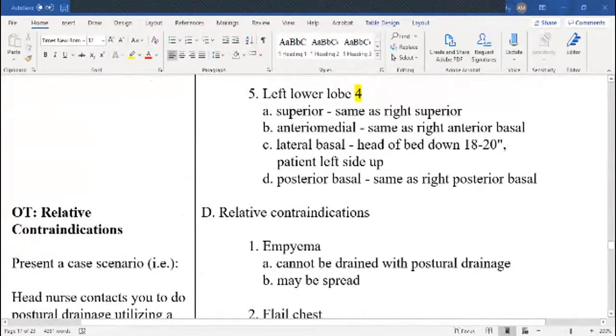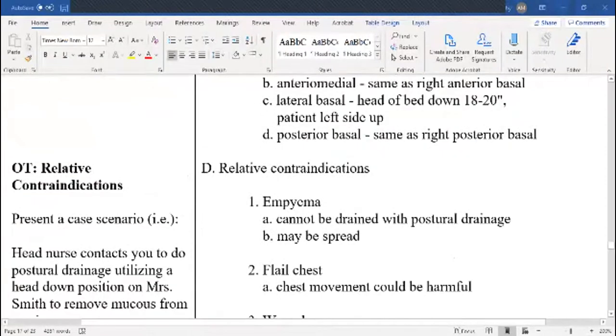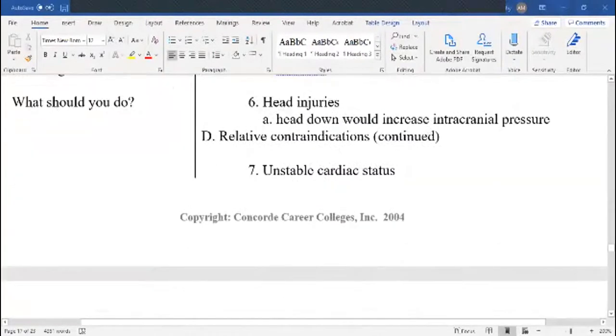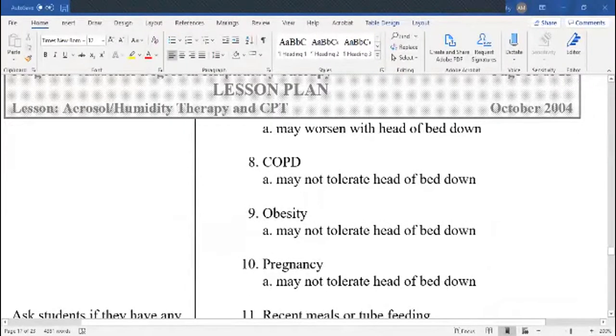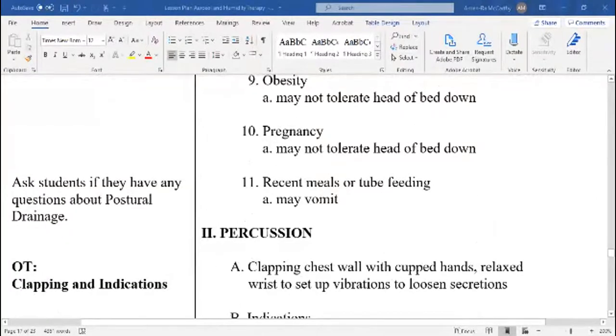So we learned postural drainage is trying to get that segmental bronchi up vertical in the air. However you have to turn that body to get that particular segmental bronchi that you learned in the video, you're trying to imagine that. How do I get that one segment in the air, vertical, so it can drain out, okay? And once we did that, we learned the different positions, and we have learned the relative contraindications, right? I mean, it depends on how bad it is. It's relative. Empyema, flail chest, wounds, spinal injuries, pneumothorax, head injuries, unstable cardiac status, COPD, if they can't tolerate the head being down, being super obese, pregnant, or just ate a big meal, okay? Those are some of your contraindications of postural drainage, all right?